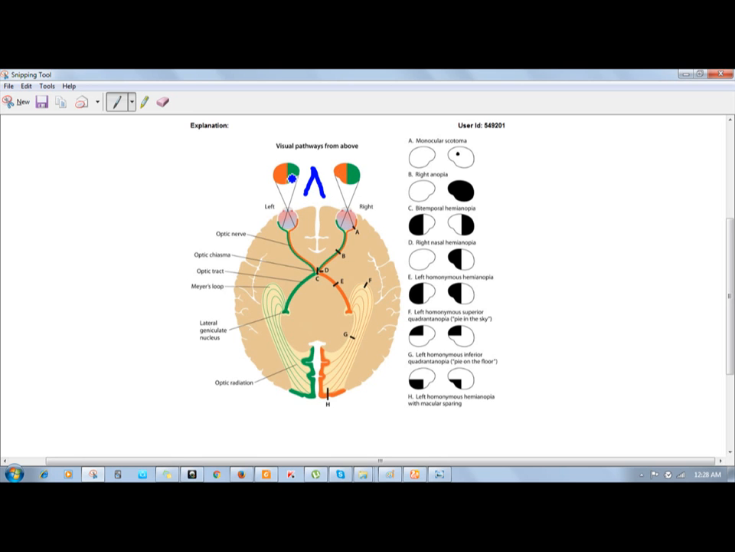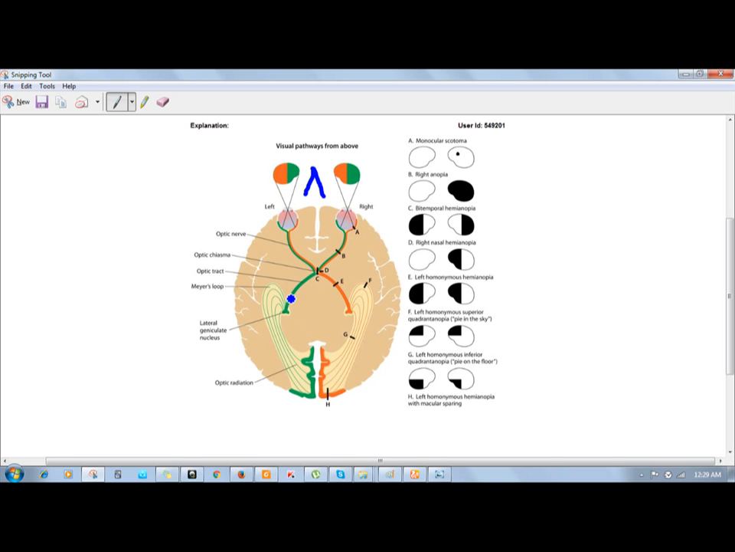What you can see here is that this person's right part of the visual field of both eyes is carried by the left optic tract. So this is the right part of the left visual field, and this is the right part of the right visual field, and the information from both of those parts is carried away by the optic tract.